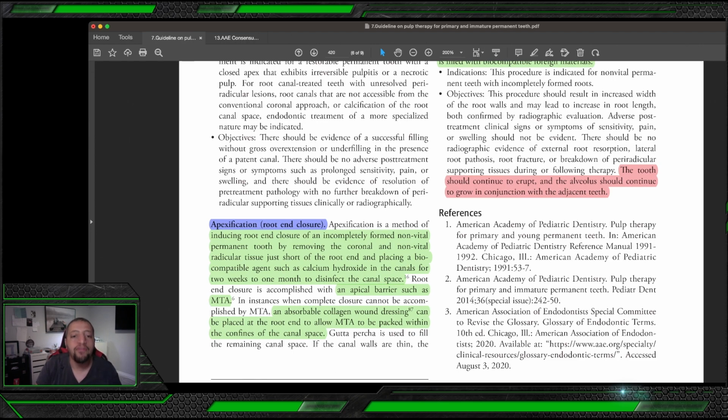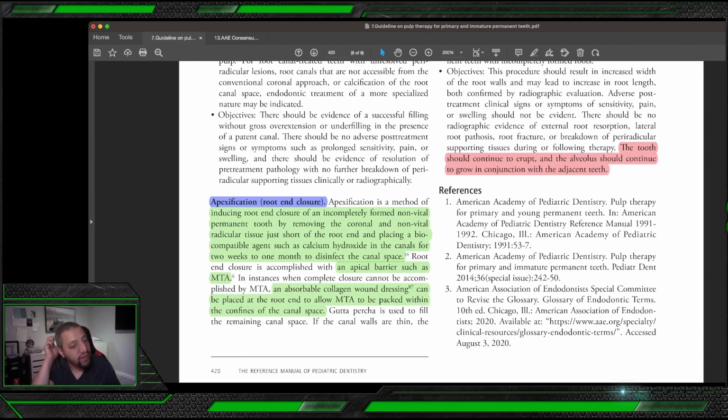Which is where we're going to use apexification, root end closure, by inducing root end closure of an incompletely formed non-vital permanent tooth by removing the coronal and non-vital radicular tissue just short of the root end and placing a biocompatible agent such as calcium hydroxide in the canal for 2 weeks to 1 month to disinfect the canal space. So you say, okay, this tooth is non-vital or has irreversible pulpitis, so apexogenesis is contraindicated. What you are going to do now is remove everything, and then you put calcium hydroxide for 2 weeks up to 1 month.